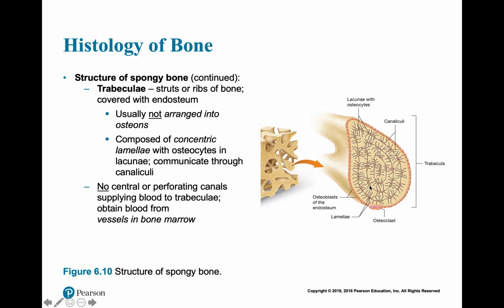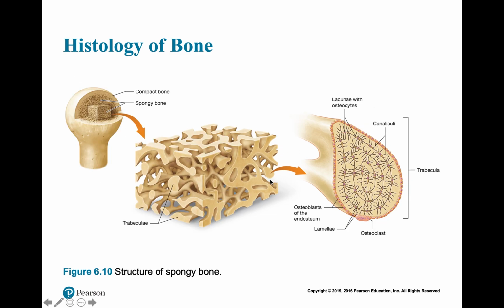And then there's also no perforating canals. So how do the osteocytes get nutrients, right? If there's no central canal that contains blood vessels and there's no perforating canals that allow blood vessels to come in. These osteocytes of spongy bone are primarily going to get their nutrients from the blood vessels that are found in the red bone marrow. So remember, red bone marrow is found in the cavities of spongy bone.